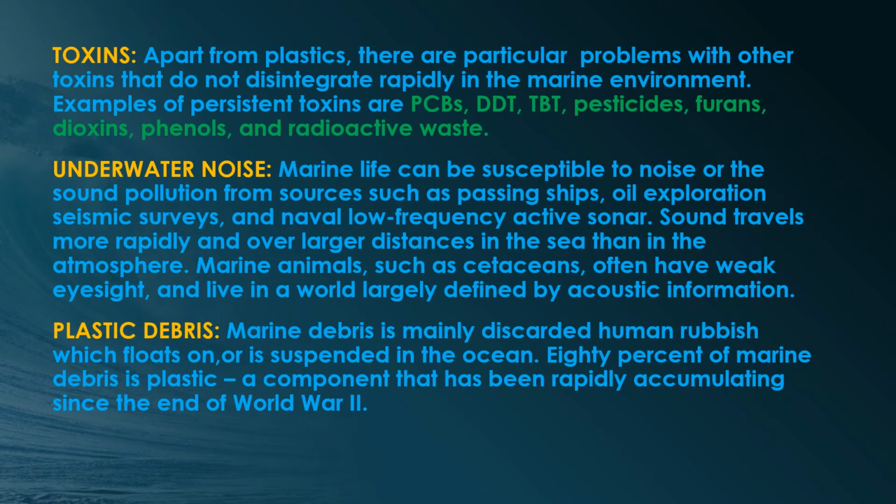Toxins. Apart from plastics, there are particular problems with other toxins that do not disintegrate rapidly in the marine environment. Examples of persistent toxins are PCBs, that are polychlorinated biphenyls, DDT, dichlorodiphenyl trichloroethanes, TBT, tributyltin, pesticides, furans, dioxins, phenols, and radioactive waste.